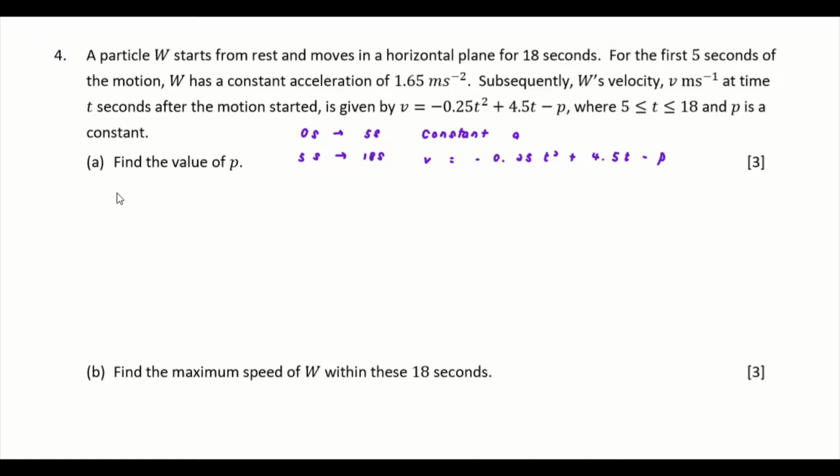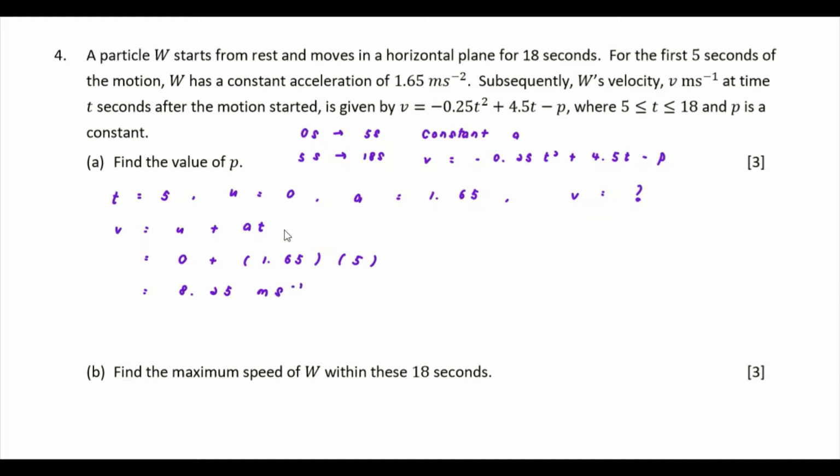For the 5th second, when t equals 5, I want to find the final velocity. The initial velocity is zero, since it starts from rest, and the constant acceleration is 1.65. I need the final velocity at the fifth second. Using the SUVAT formula, v equals u plus at, I get 0 plus 1.65 times 5. So the final velocity is 8.25 meters per second.